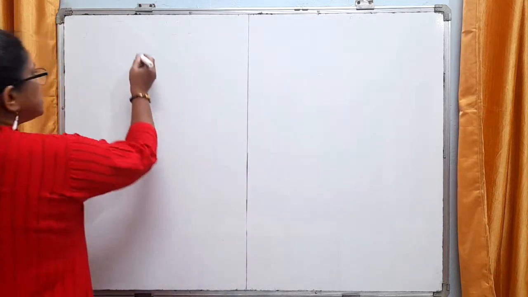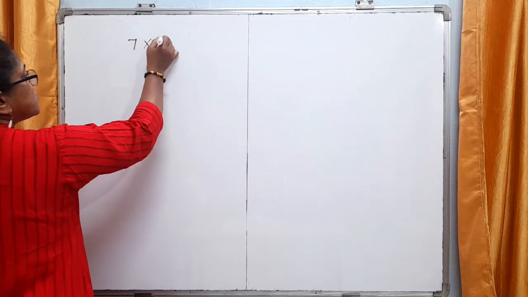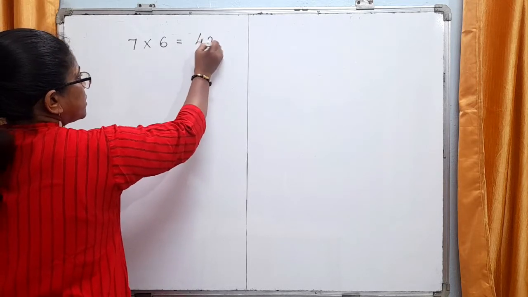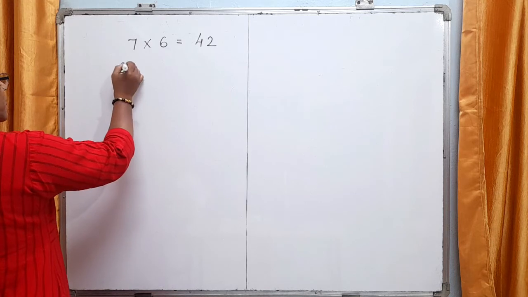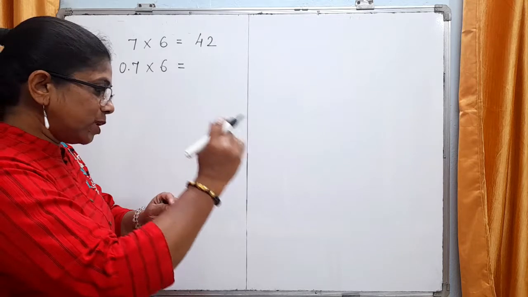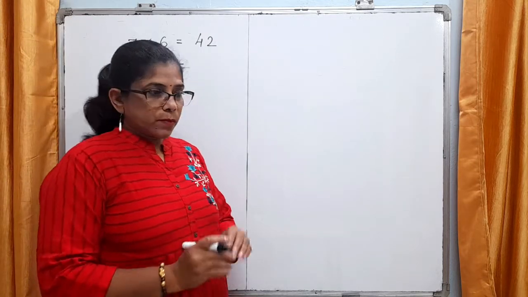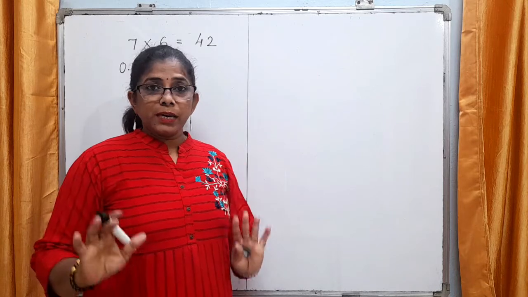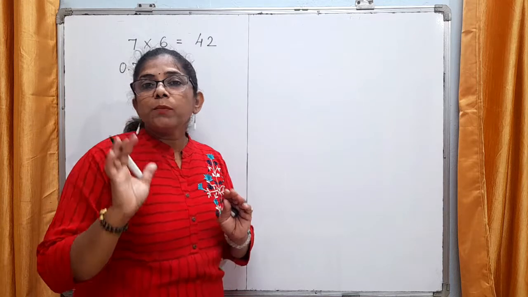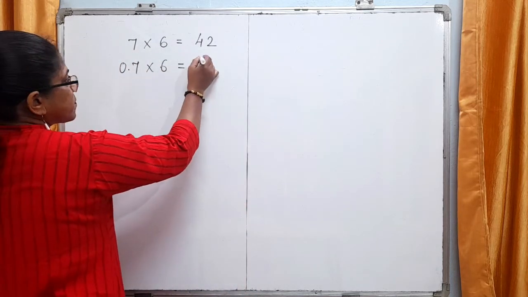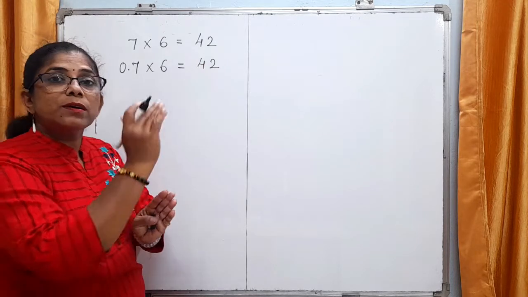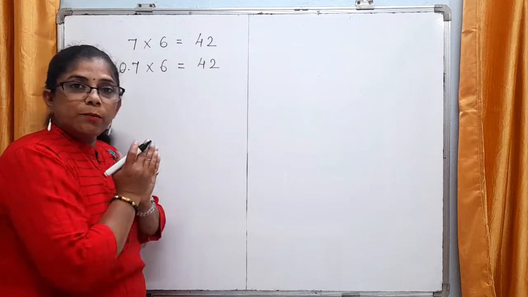See, first of all, suppose I ask you to multiply 7 into 6. We don't have any decimal point here. 7 6s are 42. Now, if it is 0.7 into 6, when a decimal point comes in the number, what do we have to do? First, multiply the given numbers as they are. While multiplying, just ignore the decimal point and multiply the given numbers. 7 6s are 42. Now count how many digits we have after the decimal point in the numbers which we multiply.